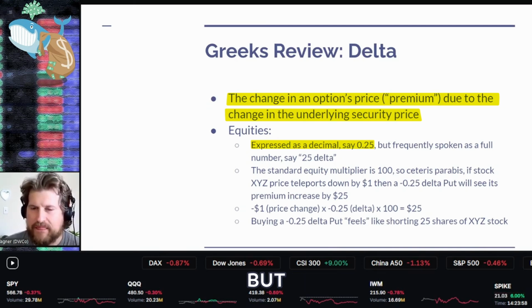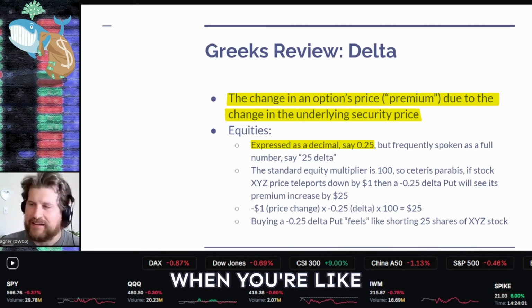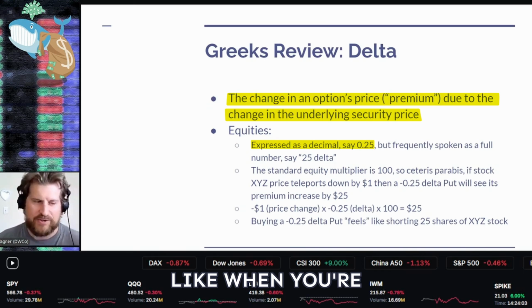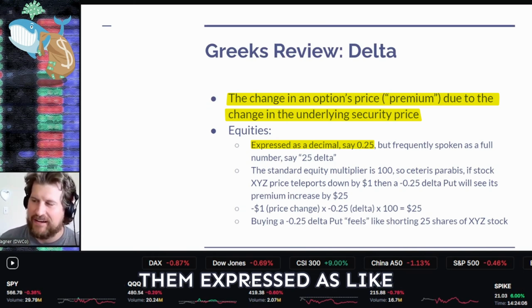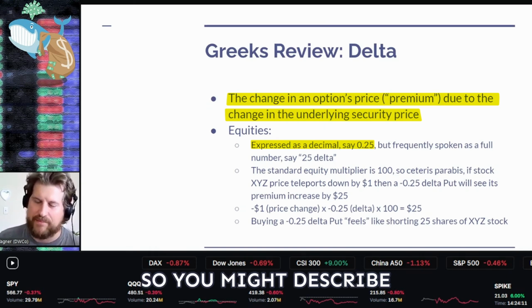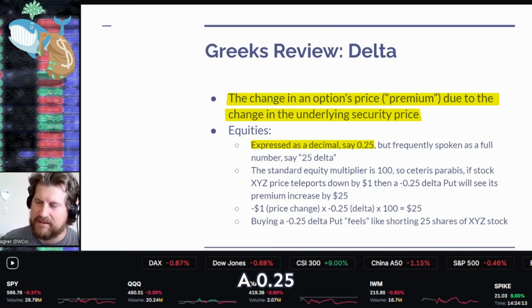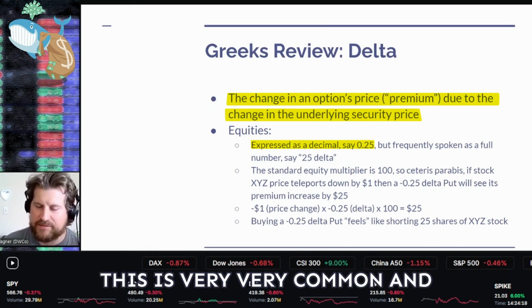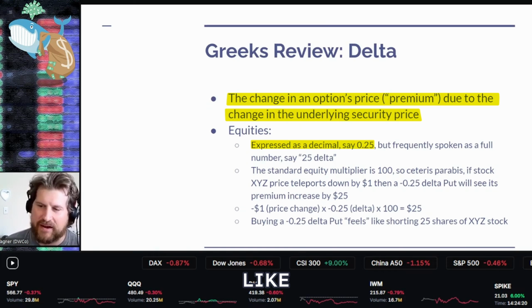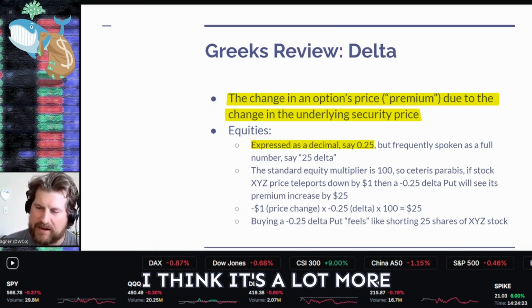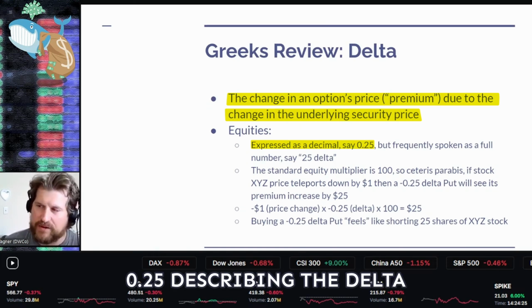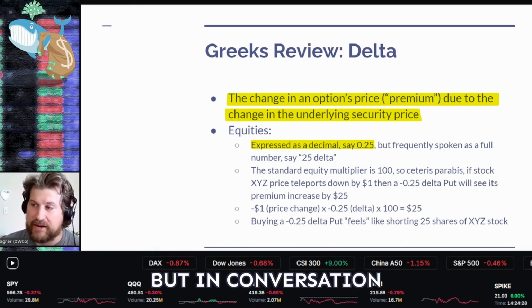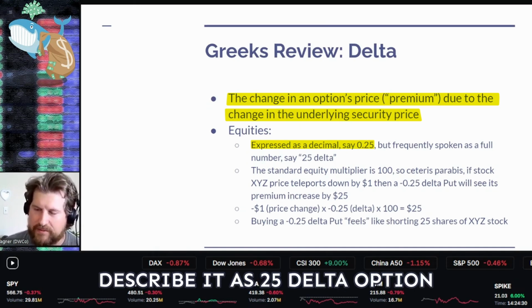But as you know, when you're speaking about this, when you're talking with somebody, it's not uncommon to hear them express it as the full whole number. So you might describe a 0.25 delta option as 25 delta. Just know that this is very, very common, and it's the difference between speaking and writing. I think it's a lot more common in writing to see 0.25 describing the delta, but in conversation, someone would probably describe it as a 25 delta option.